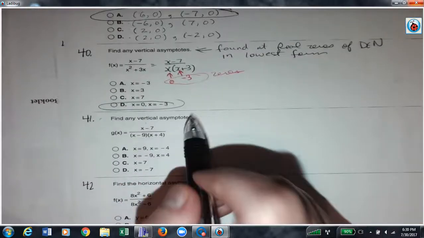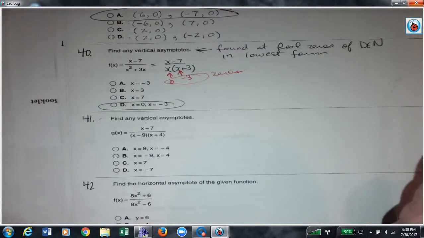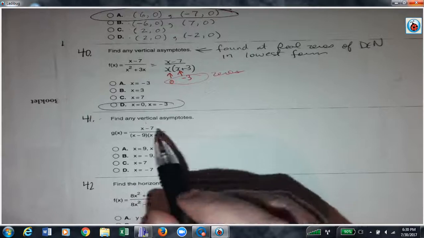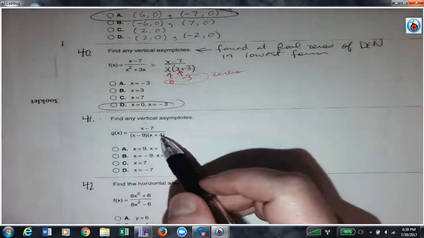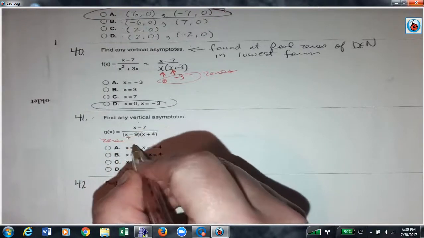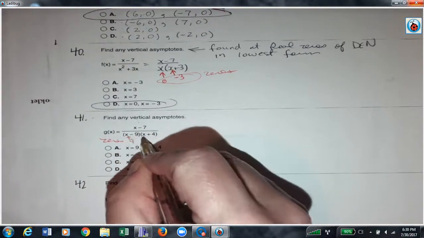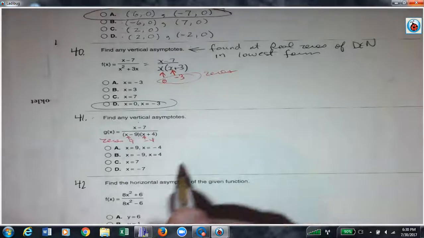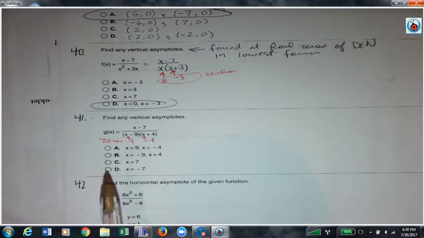Finding vertical asymptotes, they're found at real zeros of the denominator in lowest form. Well, there's nothing to cancel here. It is in lowest form. My zeros, what will make the bottom 0 if x is 9 or if x is negative 4. So I have a vertical asymptote, x equals 9, a vertical asymptote, x equals negative 4.